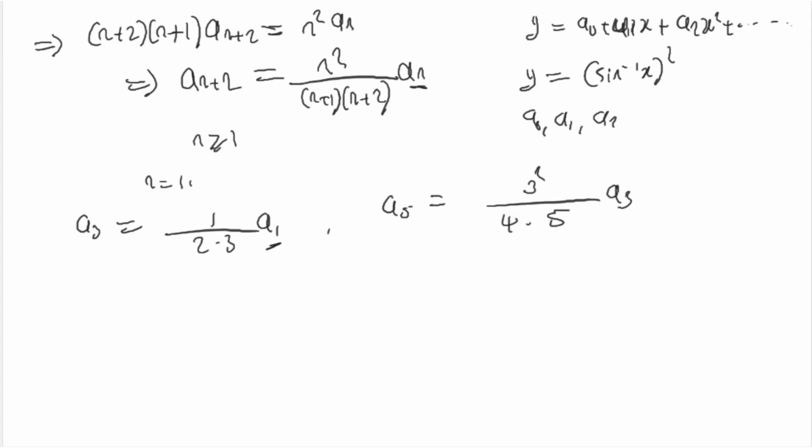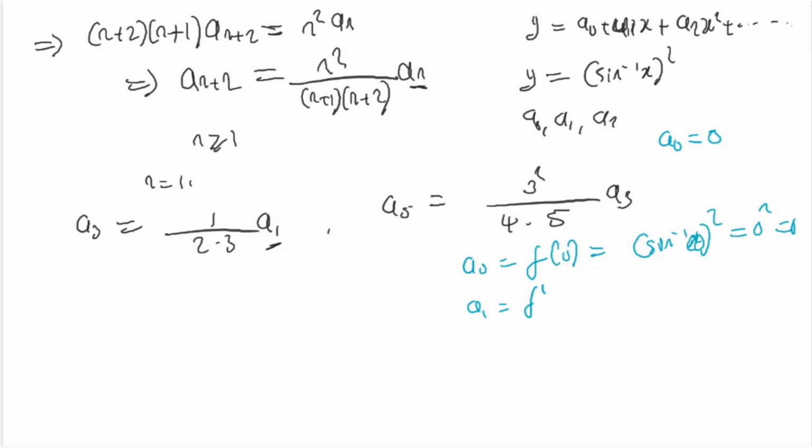For a sub 0, we only need to get f of 0. So that would be sine inverse of x evaluated at 0, all squared. That would be 0 squared, that would be 0. So a sub 0 is 0. What about a sub 1? A sub 1 is f prime evaluated at 0. F prime is 2 sine inverse of x, and we have to divide by the square root of 1 minus x squared. If we evaluate this at 0, that would be 2 multiplied by 0 over 1, so that would be 0. So a sub 1 is 0.